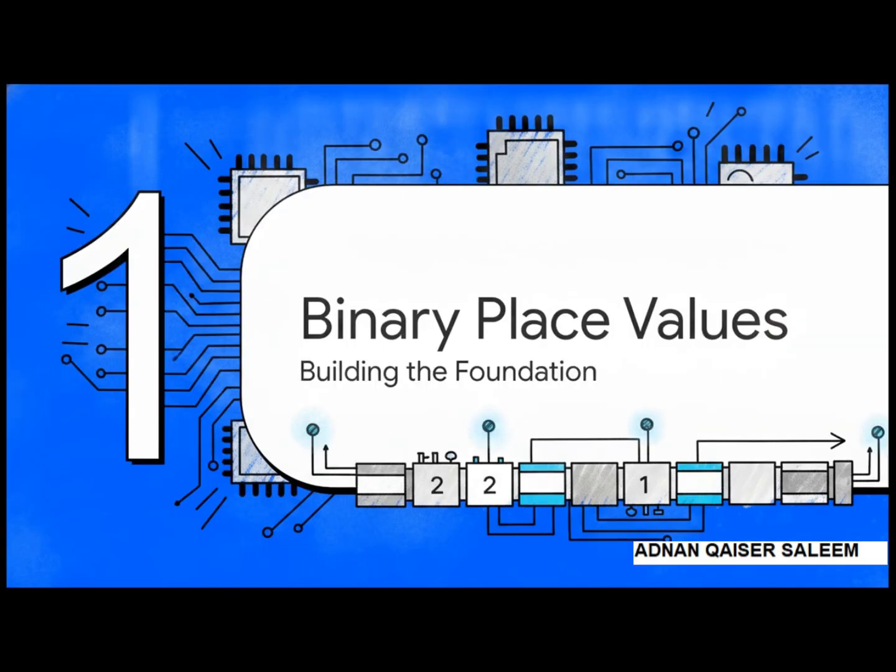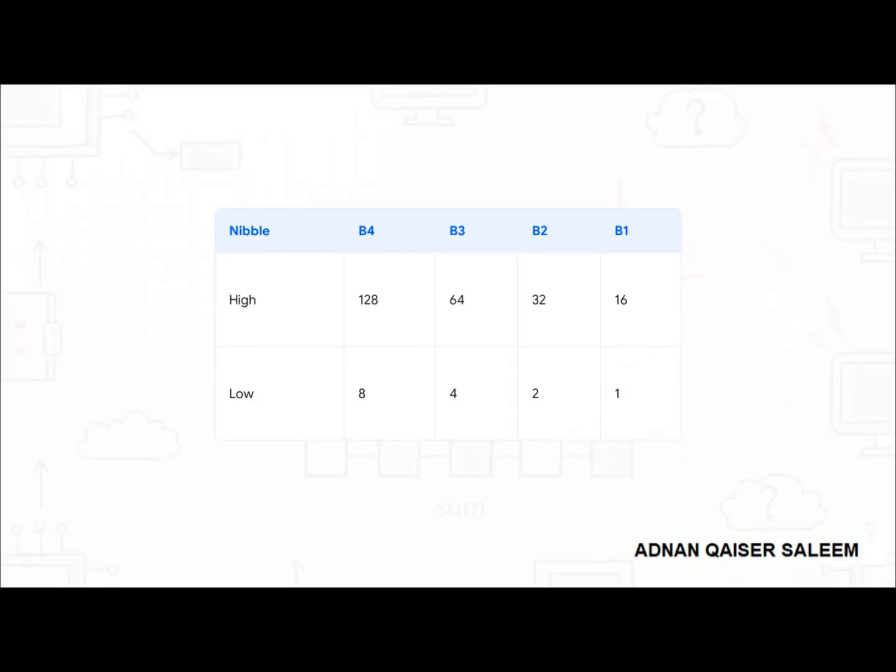All right, part 1, binary place values. Let's build that foundation. Now, as you probably remember, an 8-bit register in a CPU has 8 distinct slots, split into 2 nibbles, and each slot has a very specific place value. Reading from right to left, they just double each time: 1, 2, 4, 8, 16, 32, 64, and finally 128.